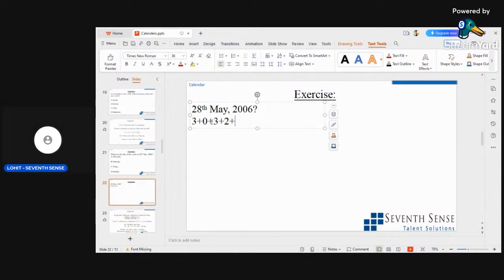Okay, but for May, we have the May itself directly. So we have 28 days used in May. So we are going to consider 28. So I'm going to divide this 28 by 7. So what is the answer? Answer is 0. So what is the total? Can anyone tell me the total of this?